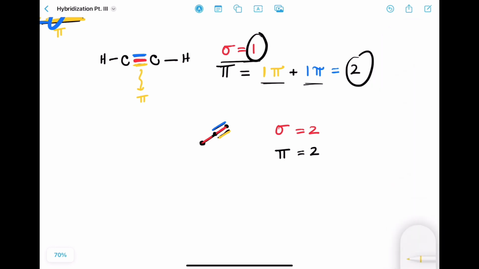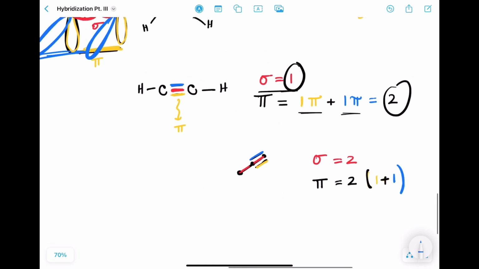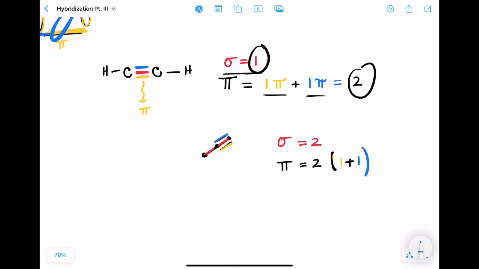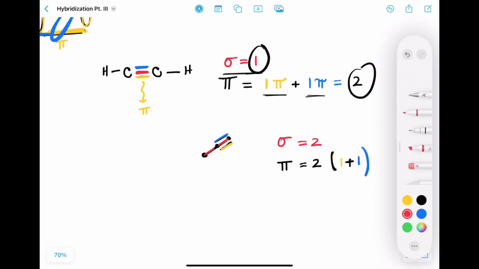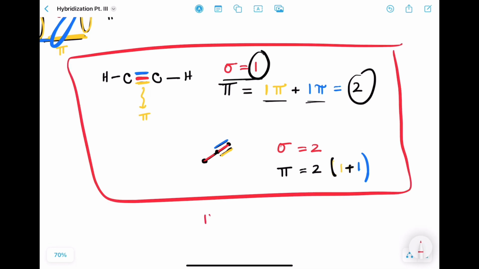So that's 1, oops, let me get the next one. 1 plus the one in blue for a total of 2. Right? And so that's important. That's going to be a high yield concept. They're going to give you a really big molecule and ask you what essentially is the number of sigma bonds and what is the number of pi bonds. So this type of problem is going to be high yield on your first midterm.